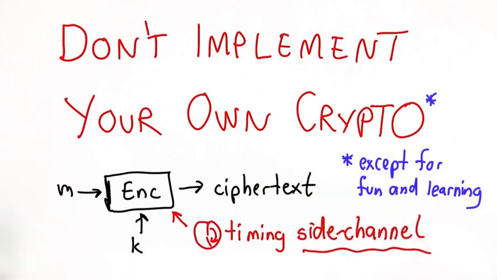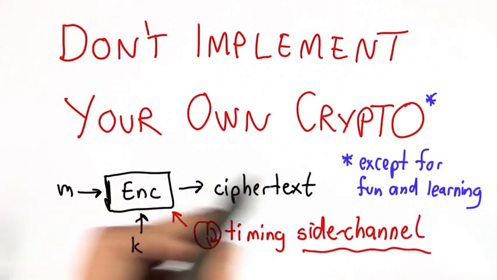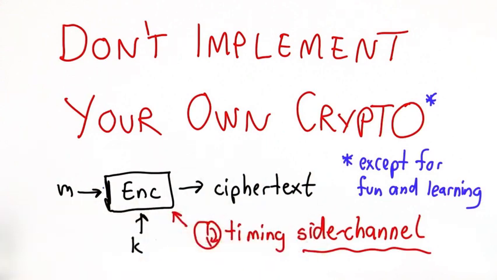But if you actually want to use cryptography to protect anything important, well, you should use a library implementation that's been carefully vetted, that's been written in a way to worry about these kinds of issues like timing side channels, and that other people have looked at carefully enough to have some higher level of confidence that it's correct and secure.